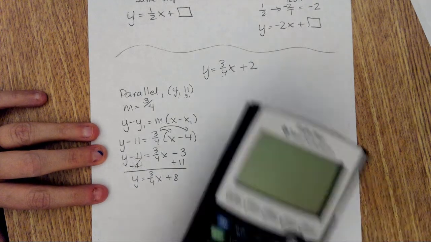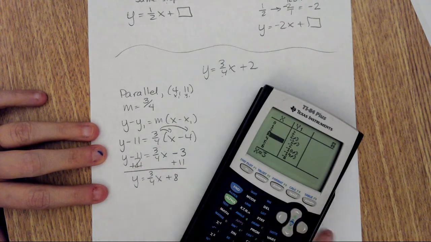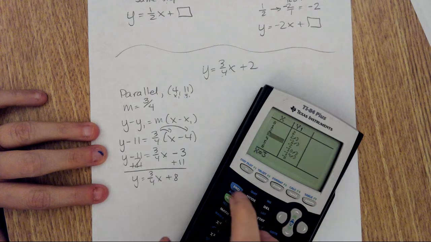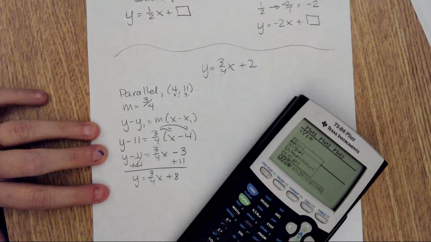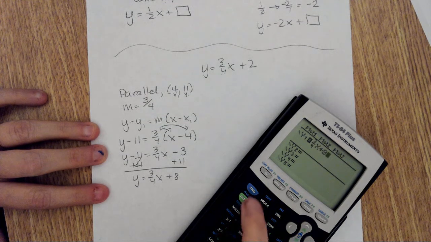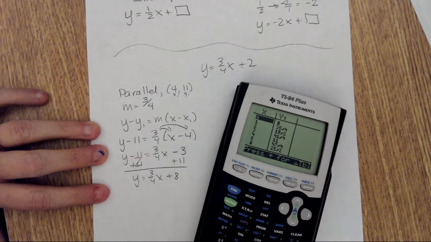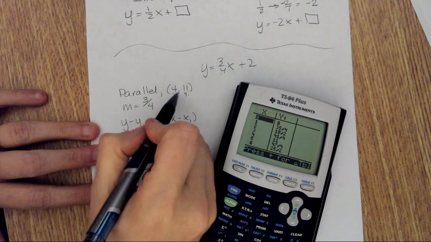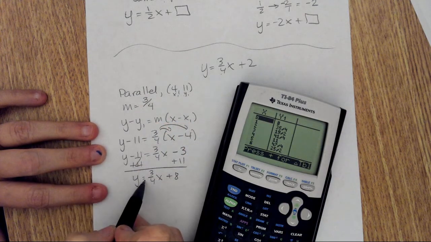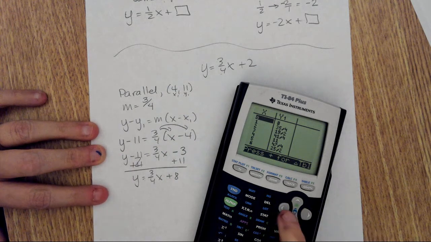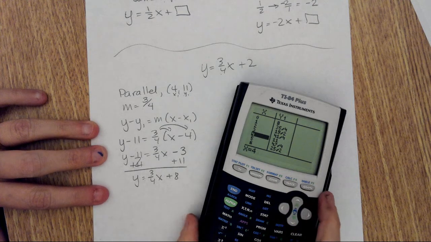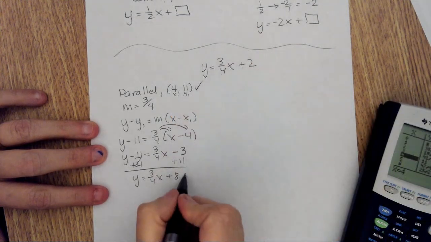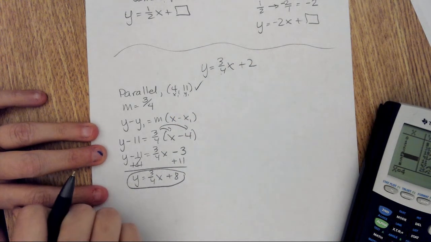Now, if I want to check that and confirm that I did it right, I go into my calculator. Oopsie. I put 3/4 x plus 8, and I look for that coordinate. So they said it needed to have a slope of 3/4, which my equation does, and it needed to go through (4, 11). So I'm going to look for (4, 11), and hey, look, it's right there, (4, 11). Okay? So I've checked it, and I know that this is the line I'm looking for.